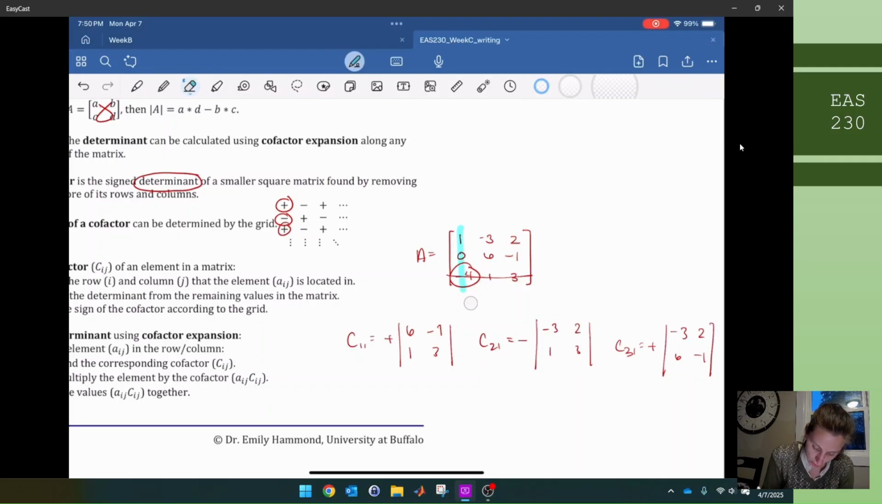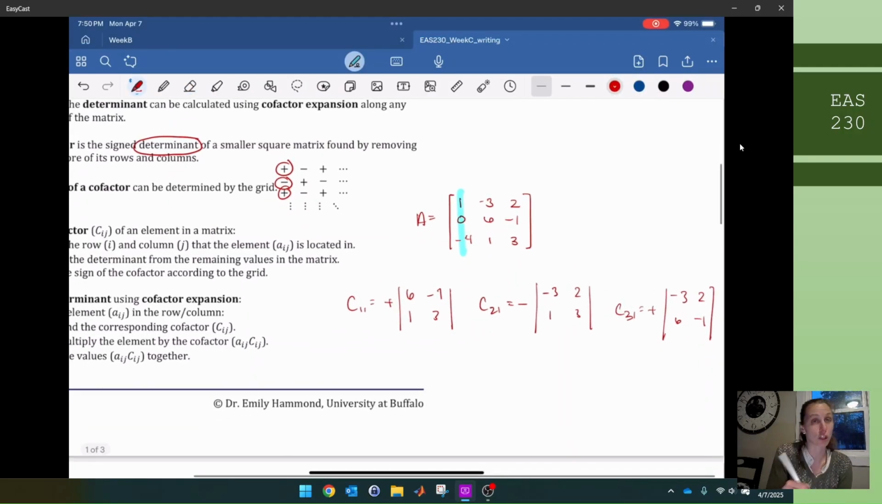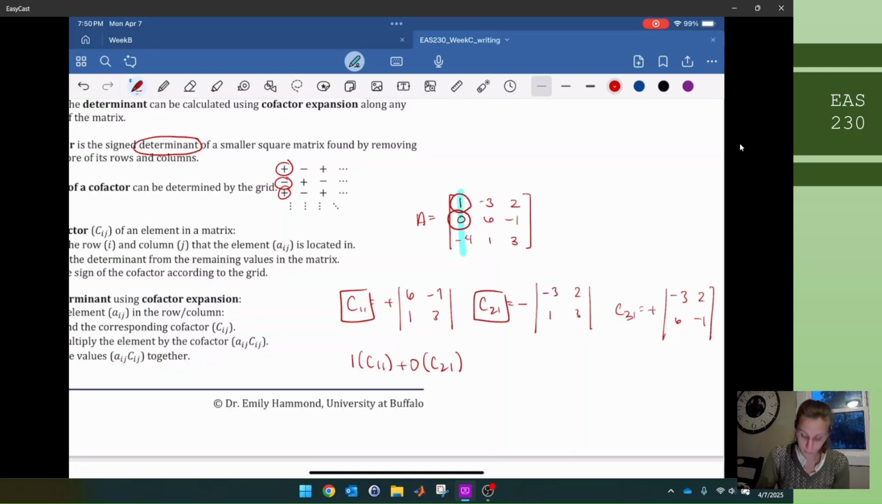And then in order to calculate my final determinant, I take each number that I took the cofactor for, multiply it by its cofactor, and add them all together. So it would be this 1 times C1,1, because that's the cofactor that I found for that location, plus this number times C2,1, because that's the number I found for that location, and then plus this -4 times C3,1, because that's my cofactor that I found in that position. And that's how I find the determinant.